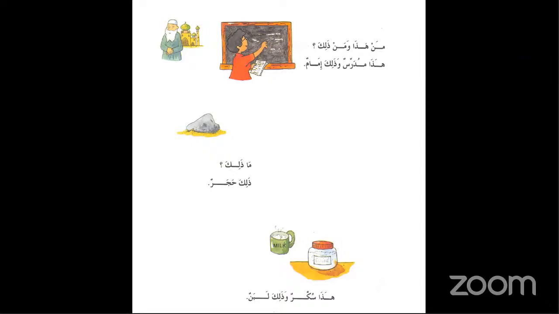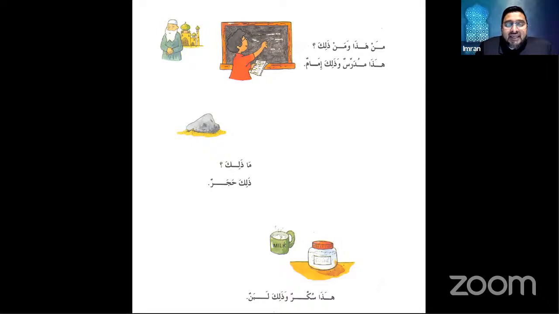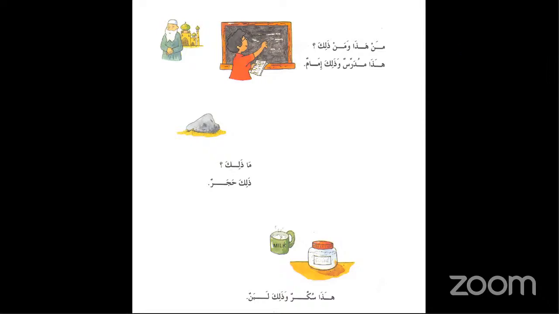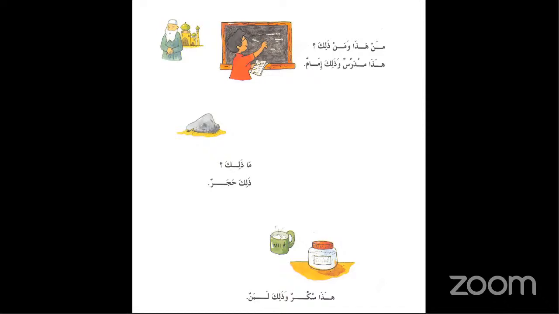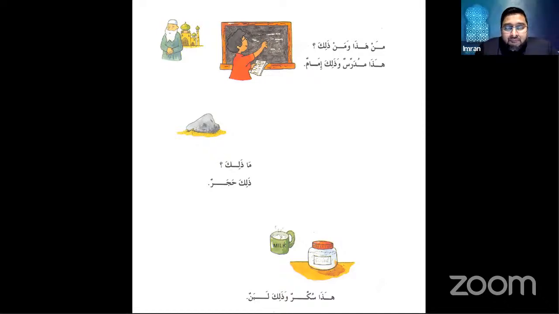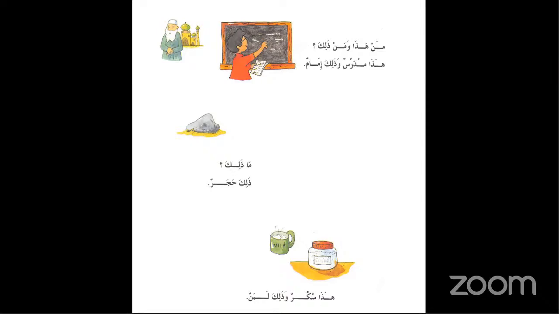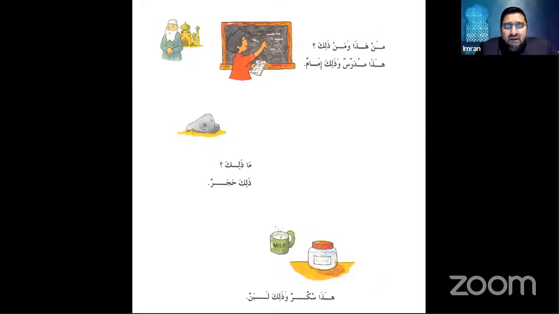You need to add na. Our is na. You add noon alif, na, at the end. "Hada mudarrisuna." The tanween has to be dropped and it changes to a dhamma. "Hada mudarrisuna. Wa dhalika imami." What does that mean? This is our teacher, and that is my imam.